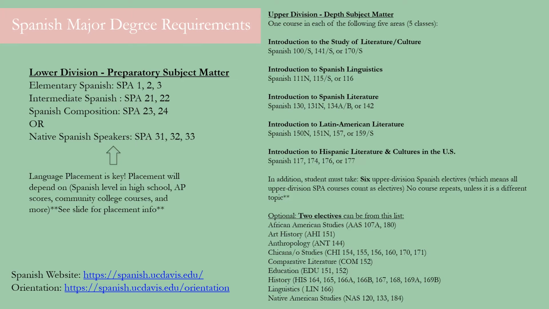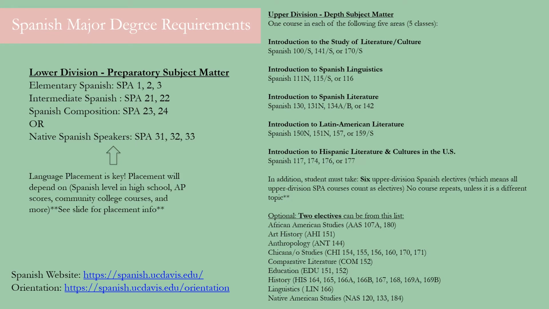So the Spanish major degree requirements. We have preparatory subject matter and we have upper division depth subject matter. Most students will begin in the preparatory subject matter depending on where they place. For example, if students have never taken Spanish, they would start with elementary Spanish, taking the levels 1, 2, and 3, and moving forward through the different lower division levels.